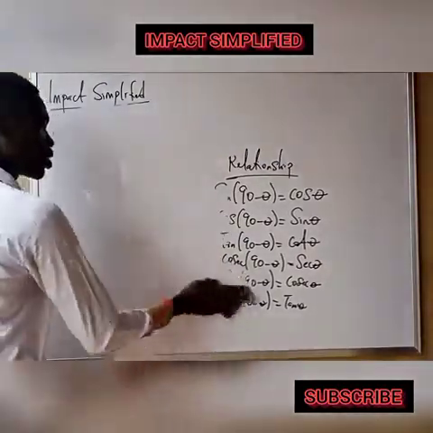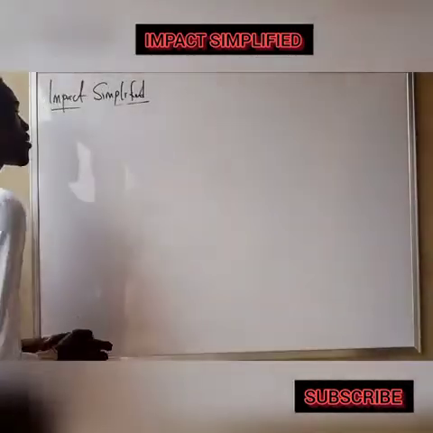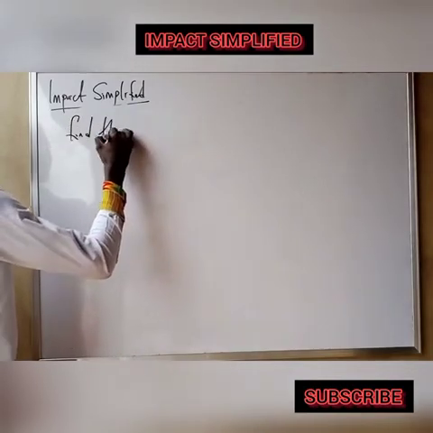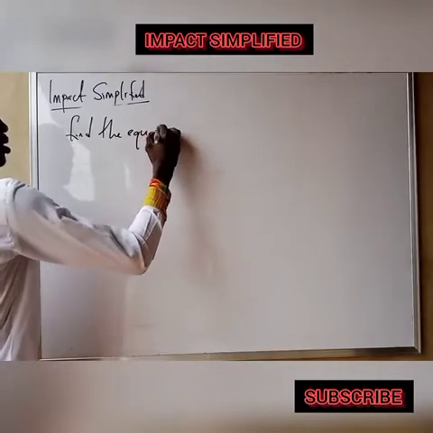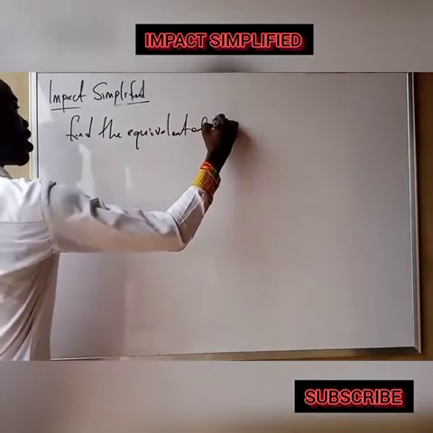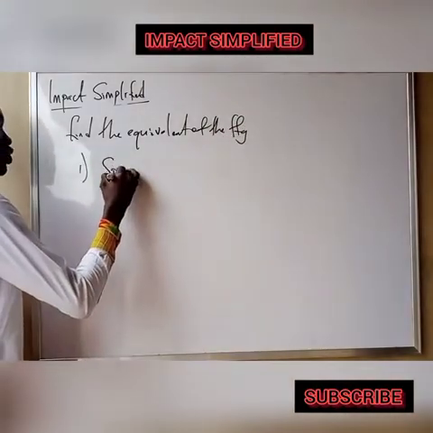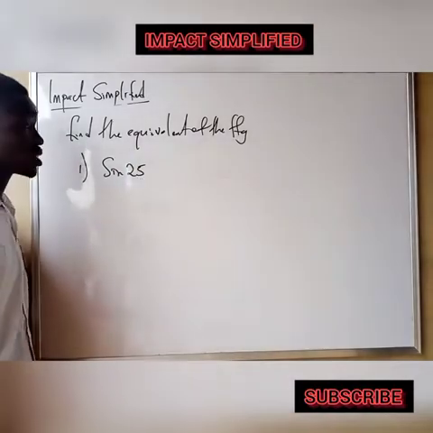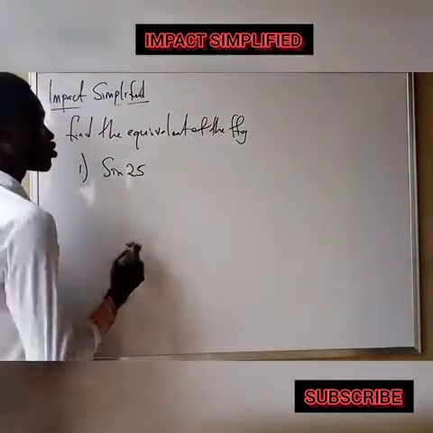Now let us try to solve a few questions under this. And the question we have to solve here is this. They say find the equivalent of the following. Now, the first one is sine 25. We are still coming to quadrants. It's very, very interesting. So, what is the equivalent of sine 25?